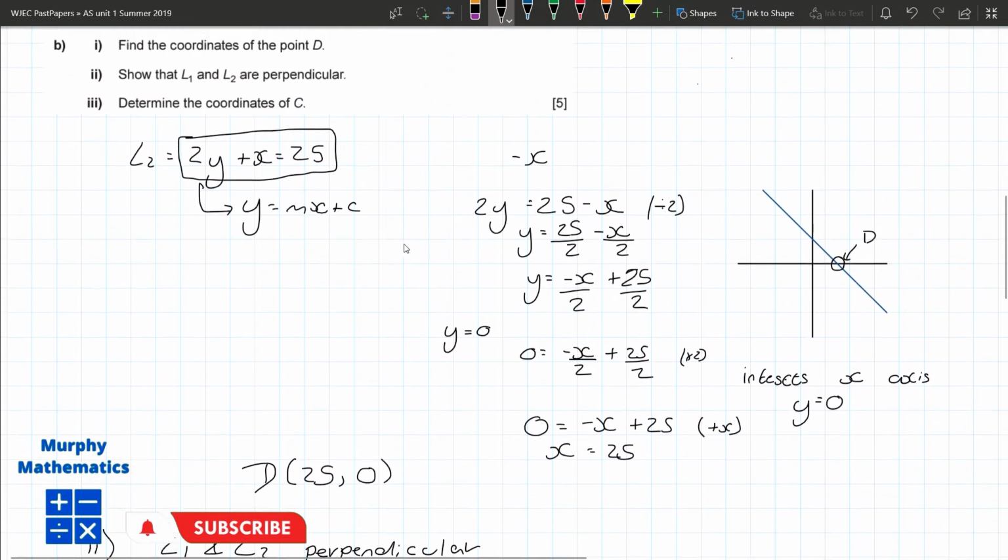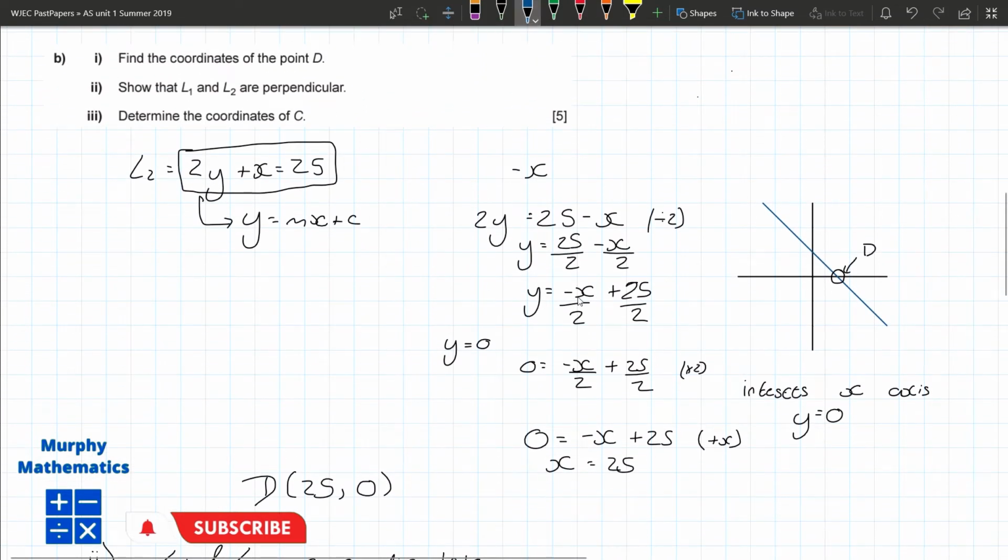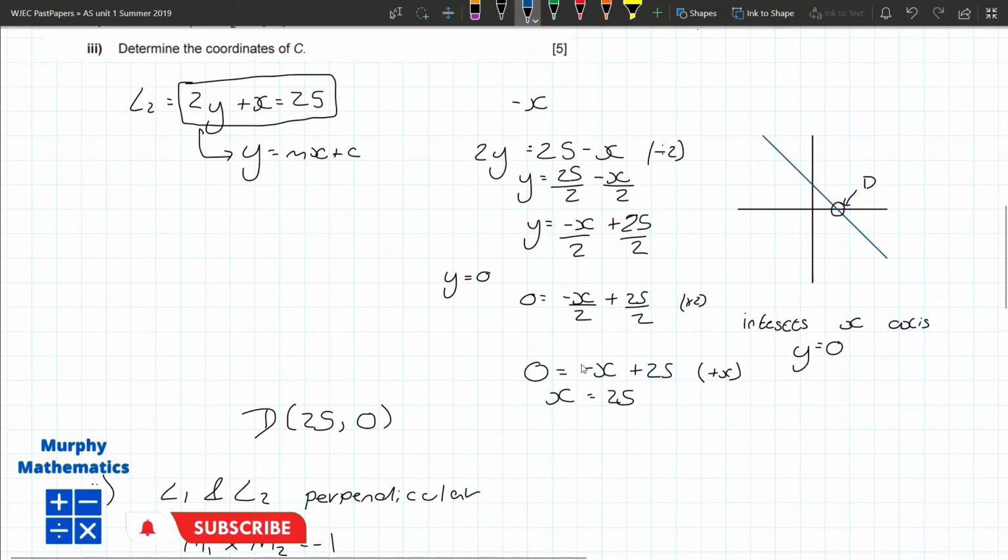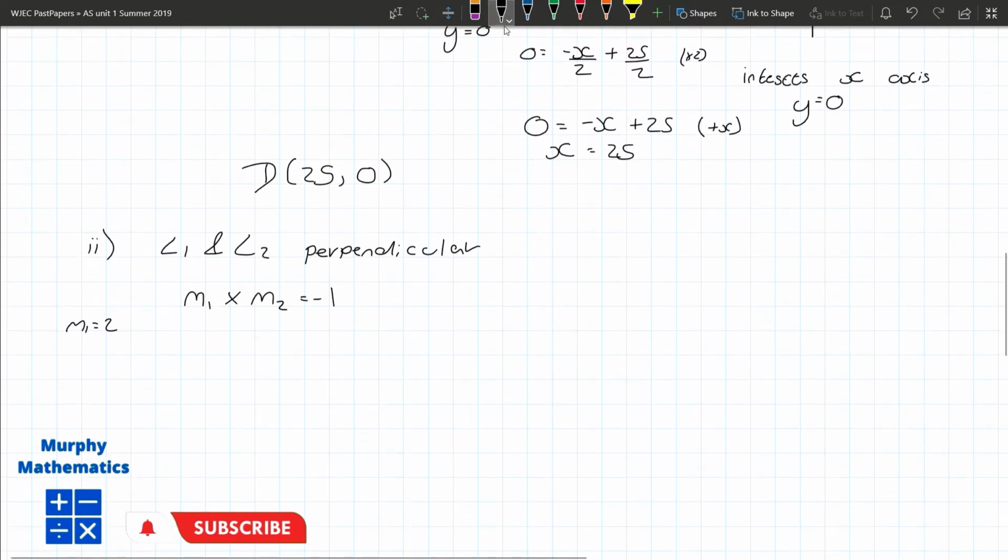Let's have a look at what M2 equals. So we've got minus a half for our L2. So M2 equals negative a half. Great, so now putting that into our equation, we have 2 times minus a half, which we know is going to be minus 1. Great, so that means therefore line L1 and L2 are perpendicular.